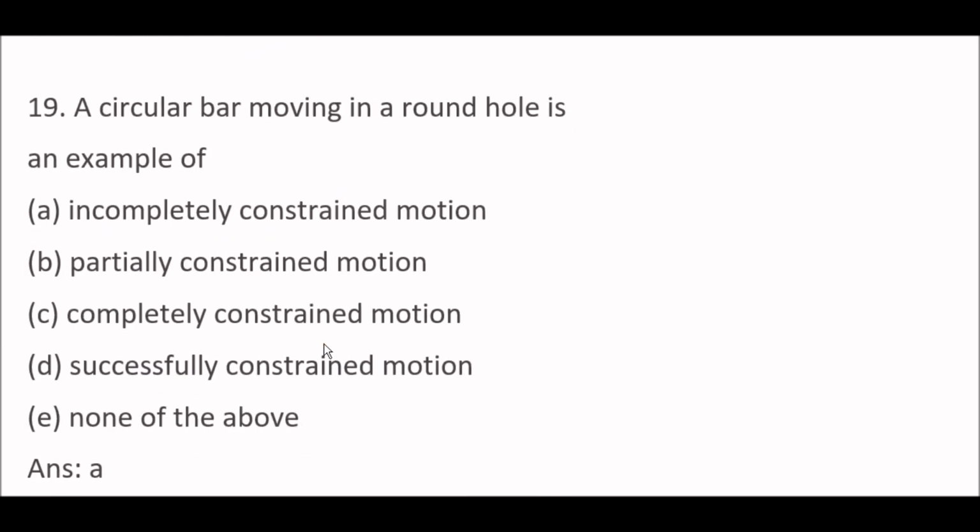Next question. A circular bar moving in a round hole is an example of option A, incompletely constrained motion. Option B, partially constrained motion. Option C, completely constrained motion. Option D, successfully constrained motion. Option E, none of the above. Right answer is option A, incompletely constrained motion. A circular bar moving in a round hole is an example of incompletely constrained motion.